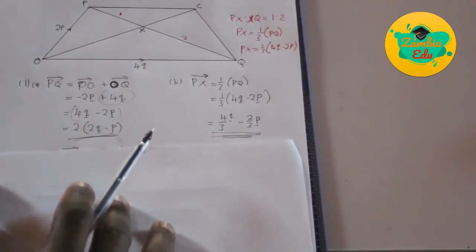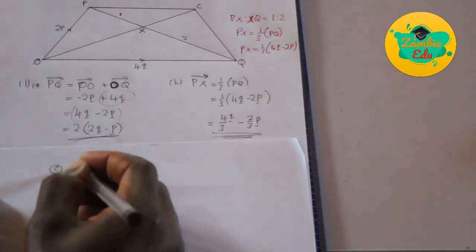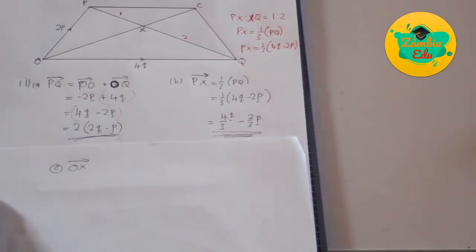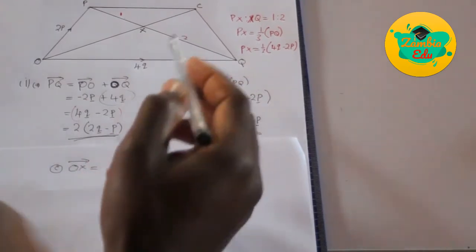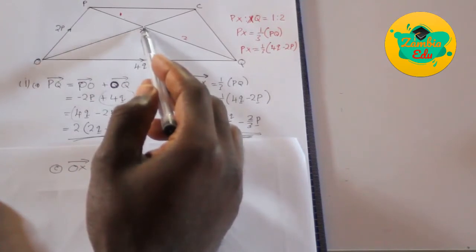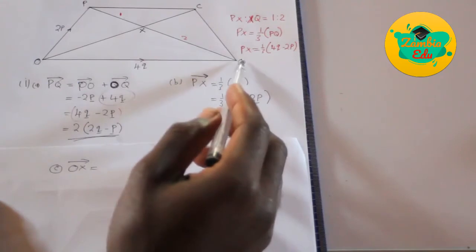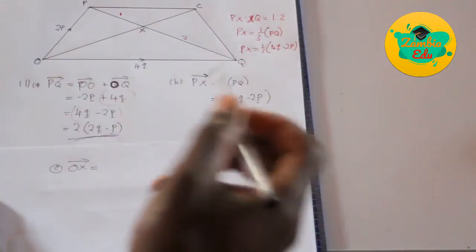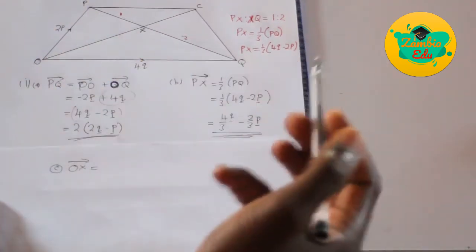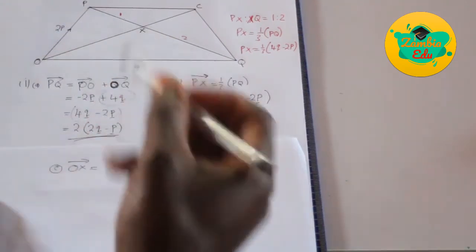Part C of this question is asking us now to find vector OX. So to find vector OX there, we look at the routes that we have. We are considering vector OX. To get vector OX, we can use O to Q, then Q to X. That's one way. Or we can use vector OP, then P to X in that way. So for me, I prefer using vector O to P, then P to X.